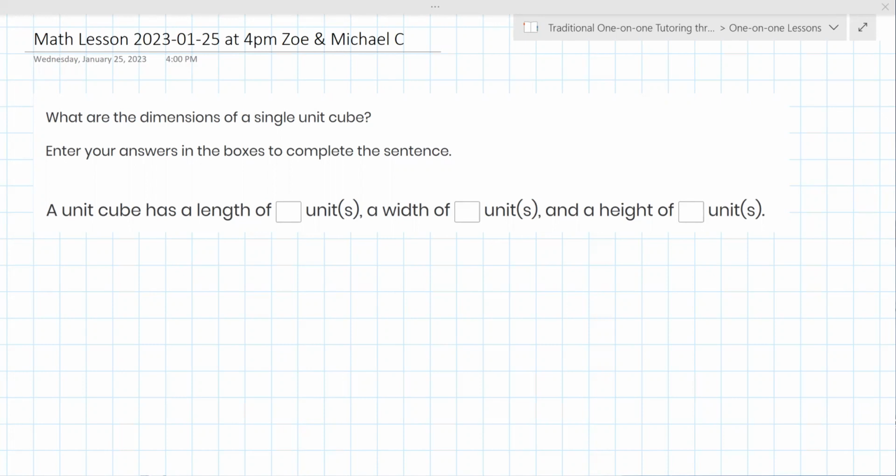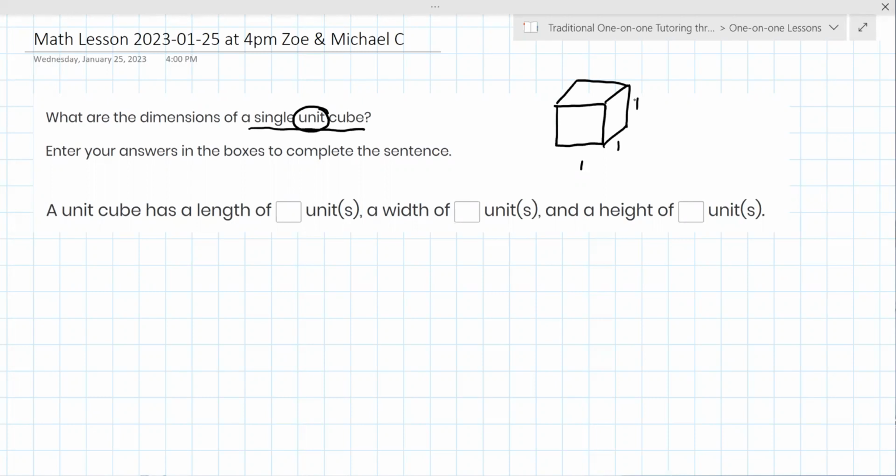What are the dimensions of a single unit cube? Single unit cube. So that unit should mean something to you. What does that mean? The little squares. Well, it's telling you the length of the sides. It says that every side is a 1, a 1, and a 1. Have you seen that before? Yes. Okay.